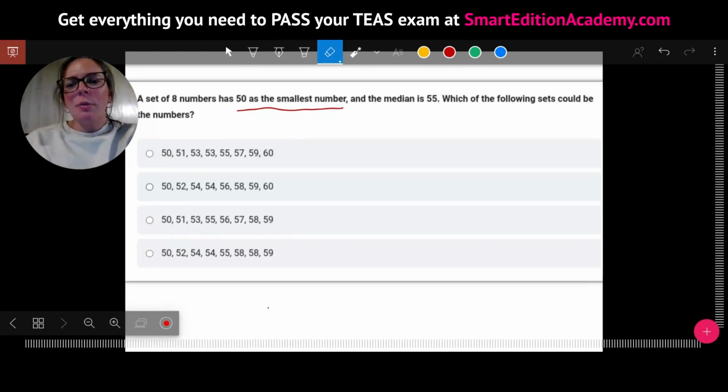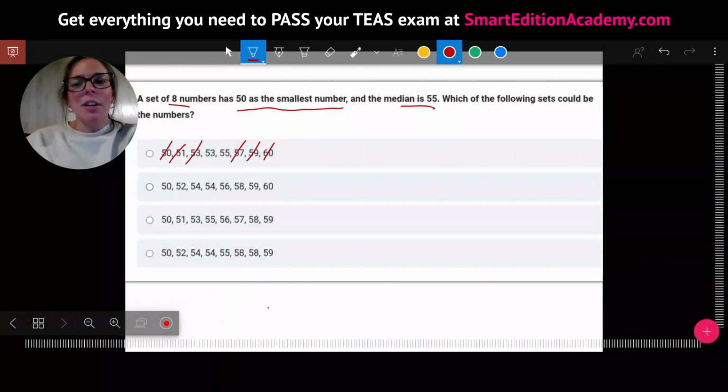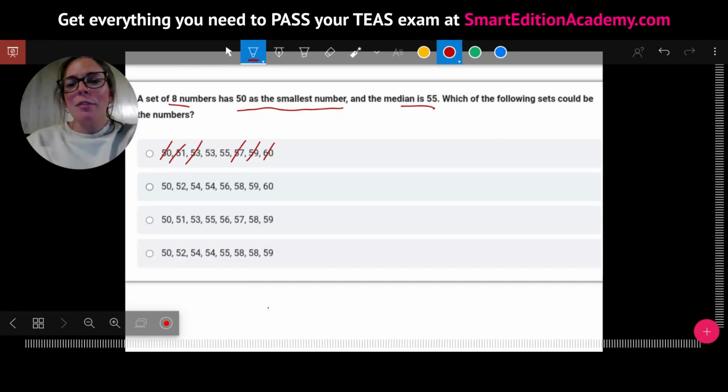Now we have to figure out which one has a median of 55. So again, I already noticed that all of these were in order from least to greatest. So now I can just try to find the median. So let's just work our way down. I'm just crossing off one at the beginning and one at the end. Notice how, again, we have 8 numbers. This is an even number. So we're going to have to find the average of the 2 that are left. Or basically, what's right in between 53 and 55? This would be 54. So my median would be 54.